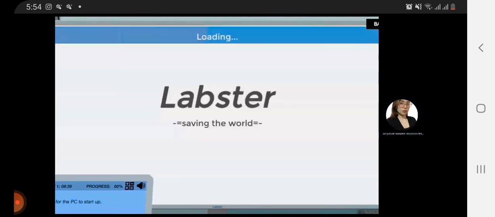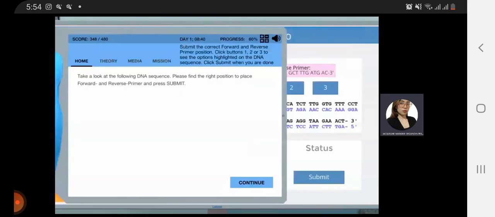Wait for the PC to start up. Take a look at the following DNA sequence. Please find the right position to place forward and reverse primer and press submit.